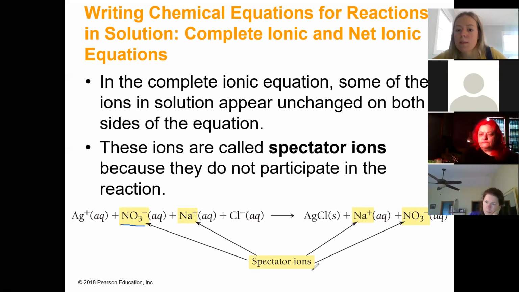Those are what are called spectator ions. It means that they are delivering the important stuff, but they're not involved in the reaction themselves. So this NO3- kind of just delivered the silver, and this Na+ sort of just delivered the chlorine so that those two things could come together. These guys aren't really doing anything. I could have swapped this.